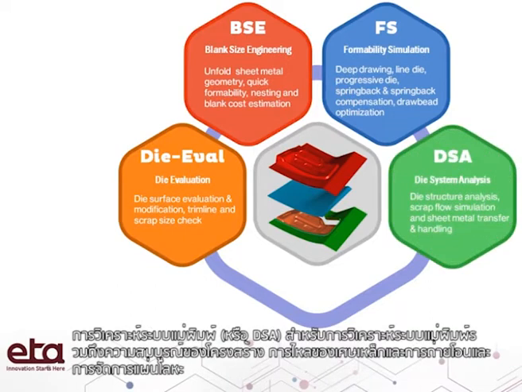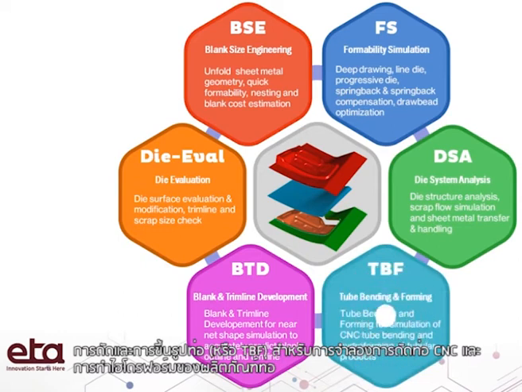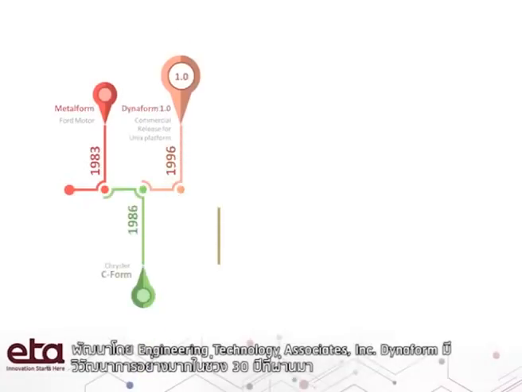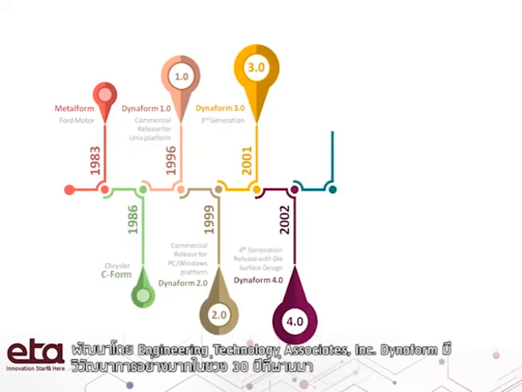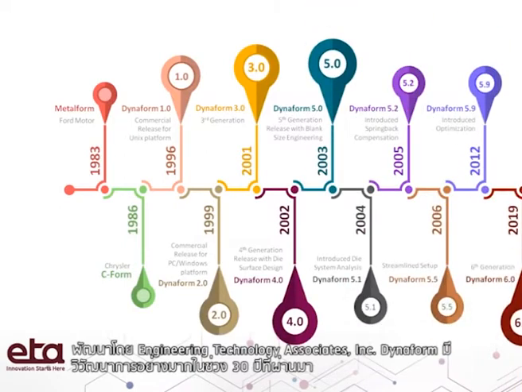analysis for analysis of die system including structure integrity, scrap flow and sheet metal transfer and handling, blank and trimline development for the near-net shape simulation to accurately predict blank outline and trimline, tube bending and forming for simulation of CNC tube bending and hydroforming of tubular product. Developed by Engineering Technology Associates Incorporated, Dynaform has significantly evolved over the past 30 years.